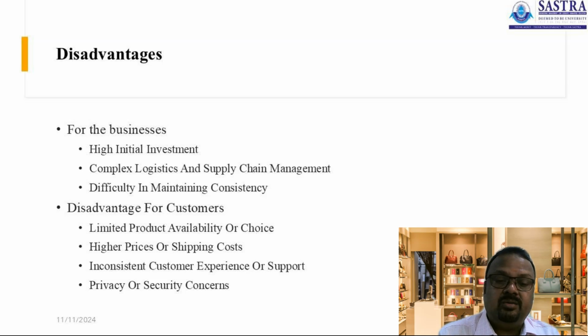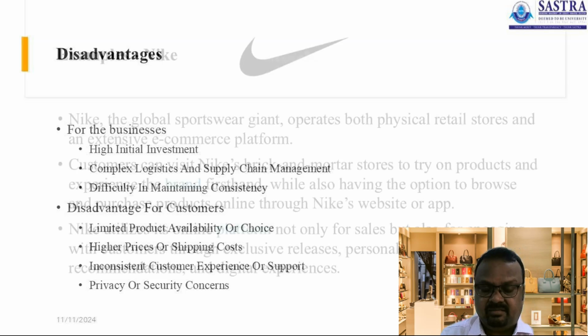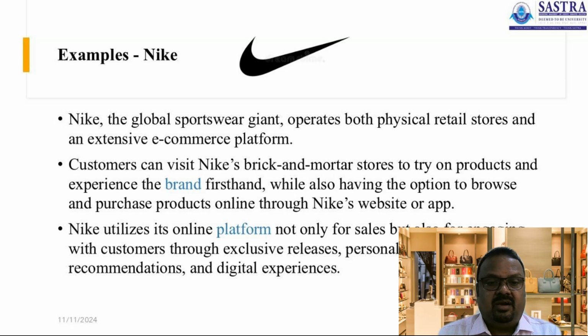And that is where the chunk of customer choices as well as the personalization expectations can all be met very effectively. There are a lot of examples we can quote. One is Nike, the global sportswear giant. They have both physical stores as well as a very extensive e-commerce platform. So this gives a lot of scope for Nike customers to shop.